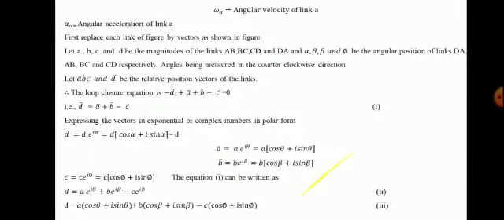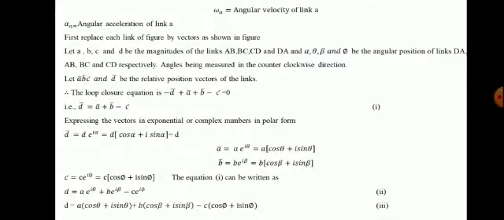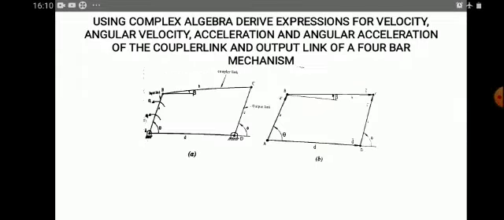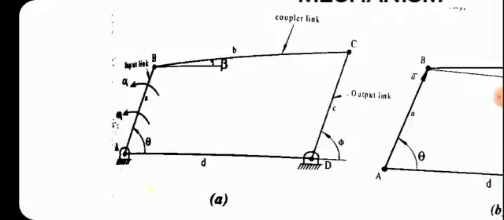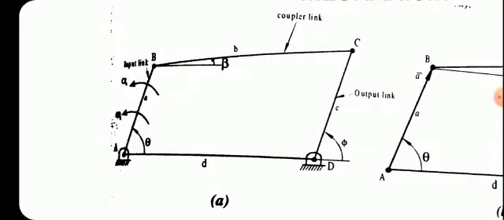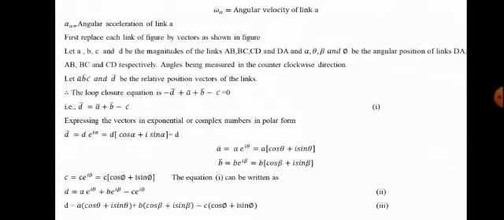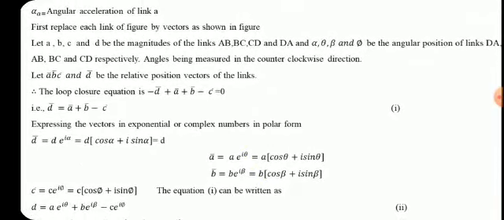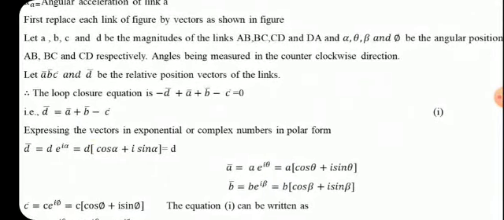Now let us see, omega A is the angular velocity of link A, and alpha A is the angular acceleration of the link. Omega A and angular acceleration alpha A of link A are given. First, replace each link of the figure by vectors.